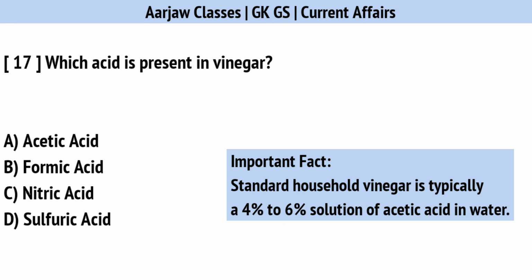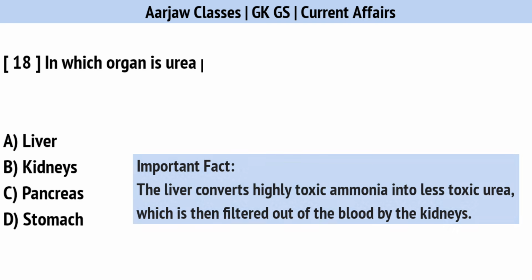Which acid is present in vinegar? Correct option is A, acetic acid. In which organ is urea produced? Correct option is A, liver.